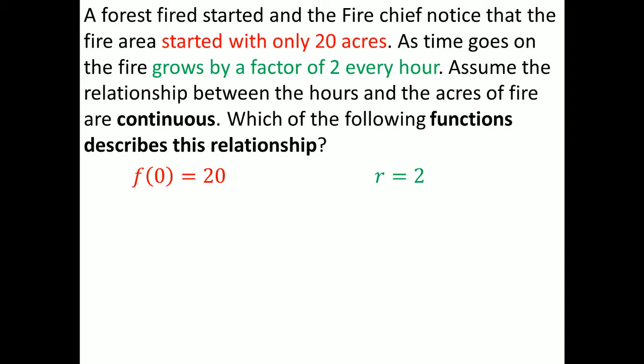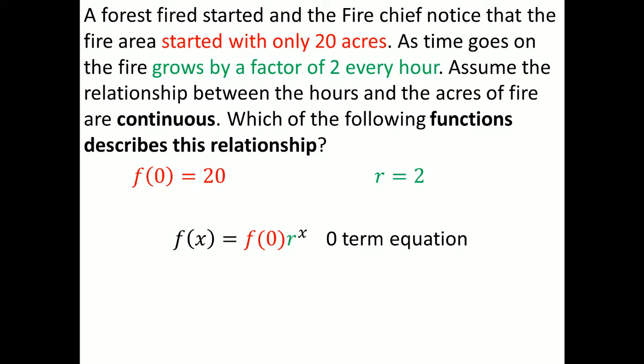So in our case, it starts with 20 acres and it grows by a factor of 2. So the next one would be 40. After that, it would be 80. Then it would be 160. It's growing by a factor of 2. It's multiplying by 2. That is referred to as exponential.